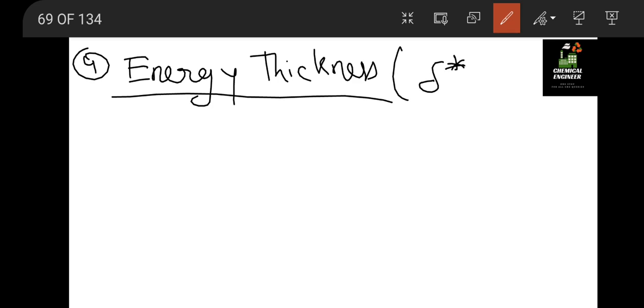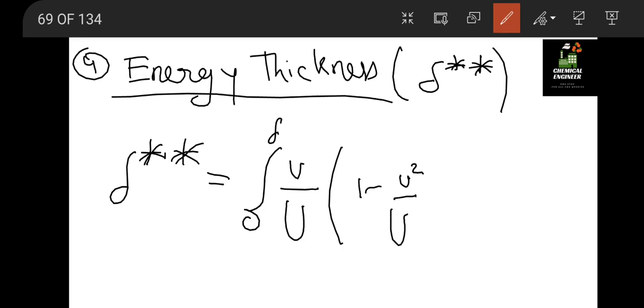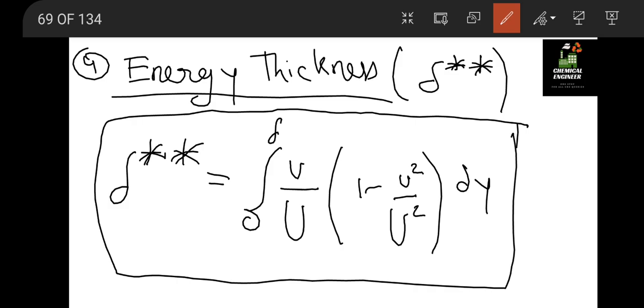We have one more thickness. Fourth is the energy thickness. So how we calculate this energy thickness, which is given as delta star star, two stars. So delta star star is equal to integral 0 to delta of small u by capital U into 1 minus small u squared by capital U squared dy. So integration of this will give you energy thickness. Okay, so remember these 4 equations. This will be helpful for you for GATE. Okay.